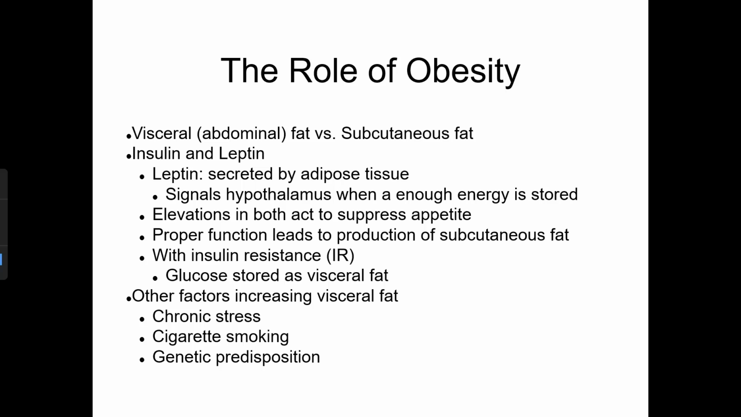Insulin and leptin. So leptin is secreted by adipose tissue, and it signals the hypothalamus when enough energy is stored. Elevations in both act to suppress the appetite. Proper function leads to the production of subcutaneous fat. But with insulin resistance, the glucose is going to be stored as visceral fat. Other factors increasing visceral fat include chronic stress, cigarette smoking, or genetic predisposition.